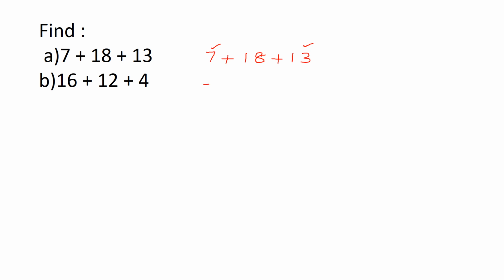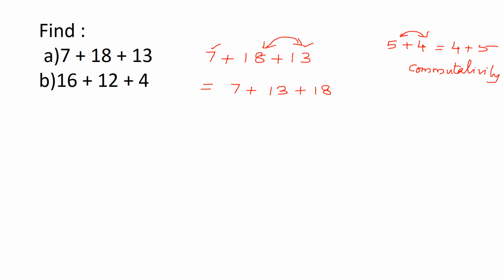Now for this what I'll do is, I'll put 7 plus, I'll exchange these two. Okay, I'll write it as 13 plus 18. Now is this okay children? We have learned 5 plus 4 is equal to 4 plus 5. Isn't it? You can write this way or you can write that way. This is commutativity. We have learned just now, isn't it? This is commutativity. So we are going to use it over here.